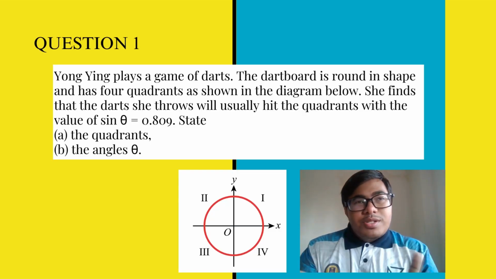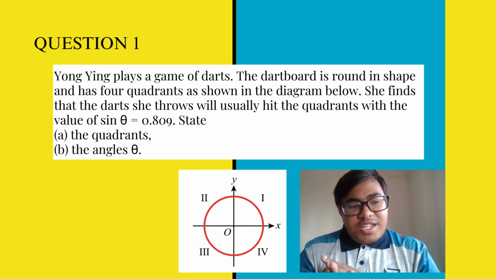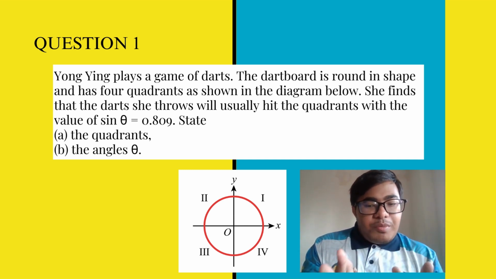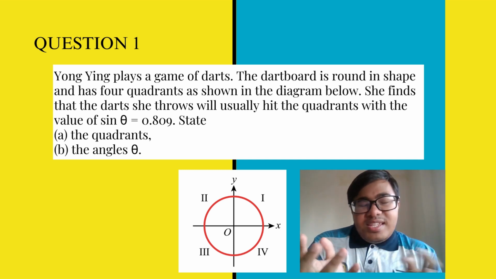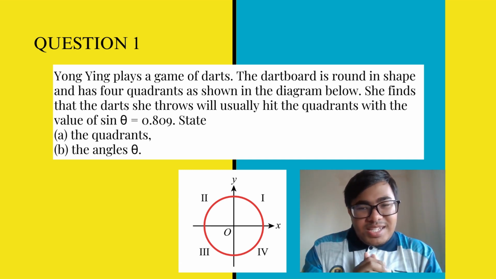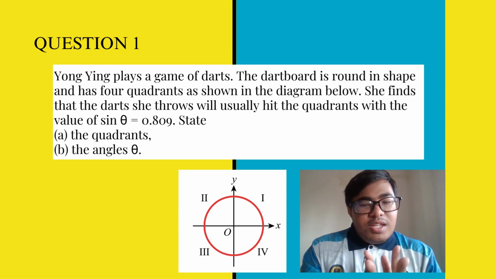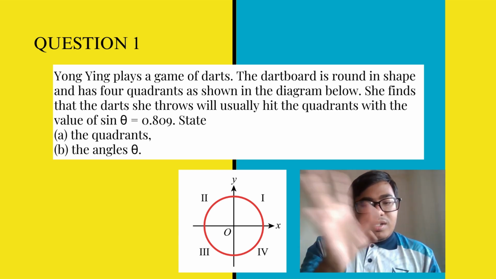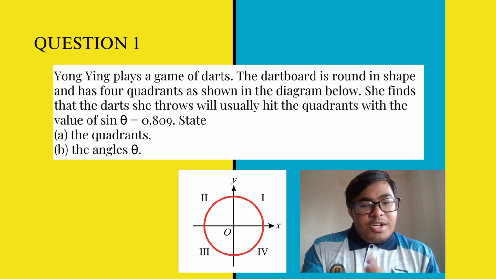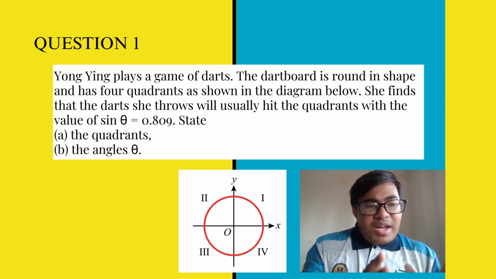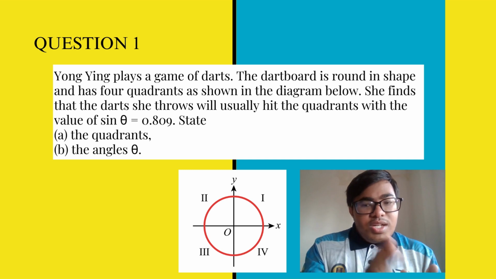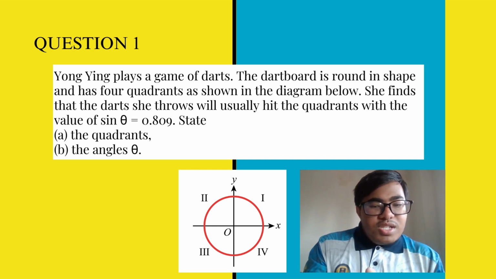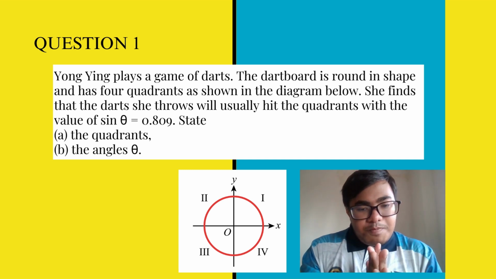So we already saw some examples. Now let's do some questions. By the way, this question I picked from the textbook, but changed a little bit. Question one: Yong Ying plays a game of darts. Darts, you know, the board is round and has four quadrants, like the diagram shown below. She finds that the dart she throws usually hits the quadrant where sine theta equals 0.809.